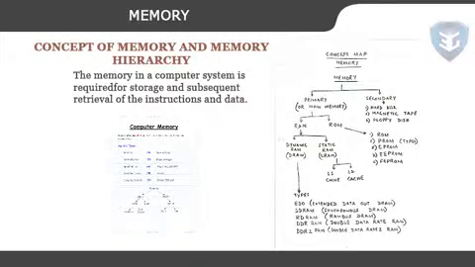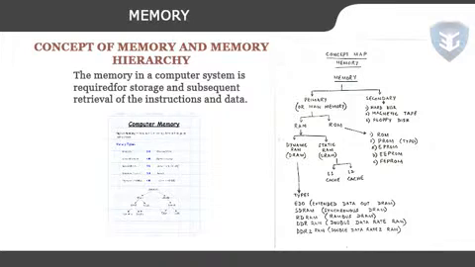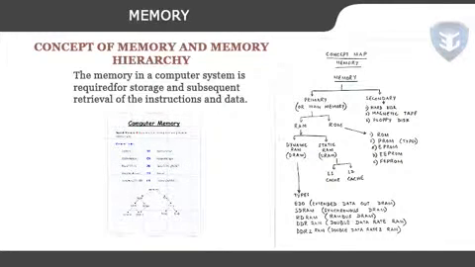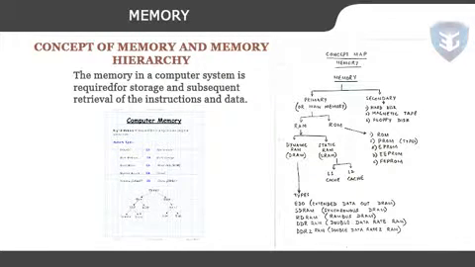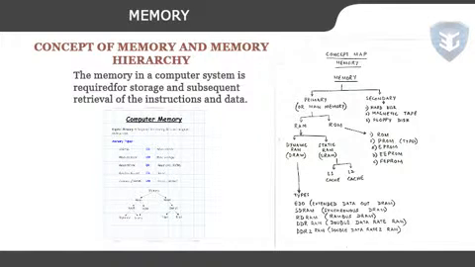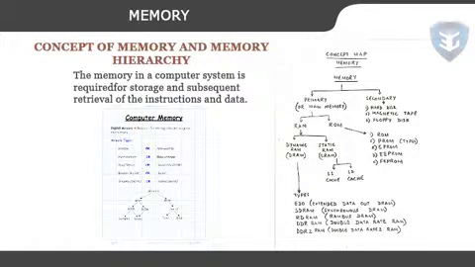Let's now discuss the concept of memory and memory hierarchy. The memory in a computer system is required for storage and subsequent retrieval of the instructions and data. A computer system uses a variety of devices for storing these instructions and data that are required for its operations. Normally, memory classifies the information to be stored on a computer in two basic categories: data and instructions. The storage devices, along with the algorithm or information on how to control and manage these storage devices, constitute the memory system of a computer.